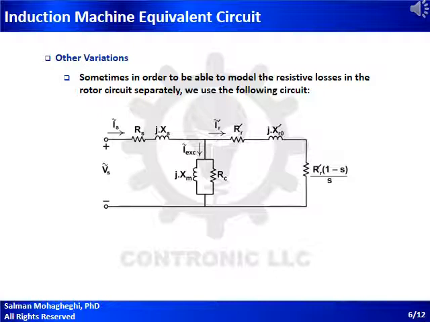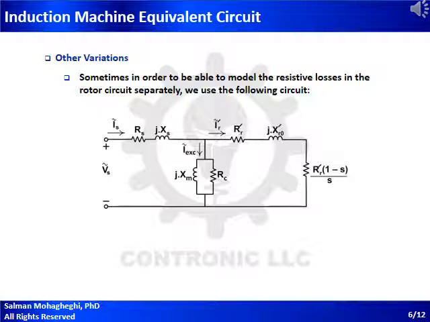Some minor variations exist to the equivalent circuit that we developed on the previous slide. Consider the resistance RR prime divided by S. This is a variable resistance whose value changes with changes in speed of the machine. In practice, however, this would be a fictitious resistance, because in the rotor circuit we don't have a variable resistance. We have rotor bars or rotor windings, and all of them are going to have a constant, fixed resistance value. So some variations to the equivalent circuit try to take this into account.